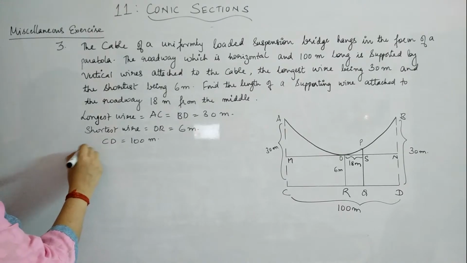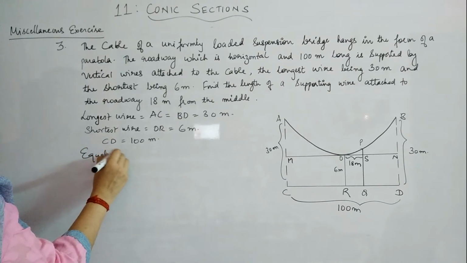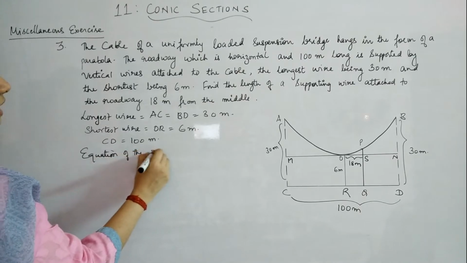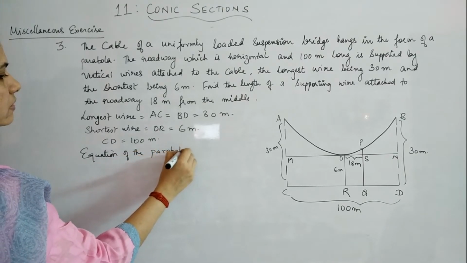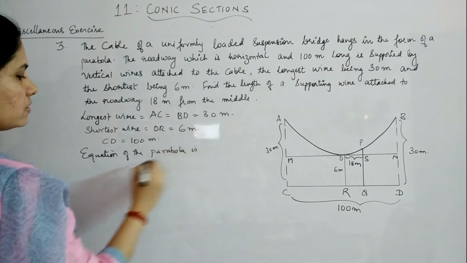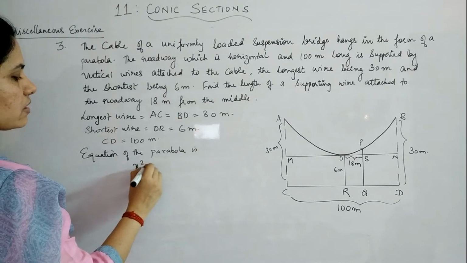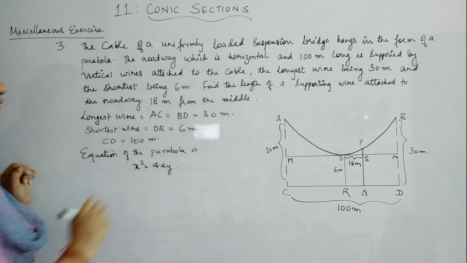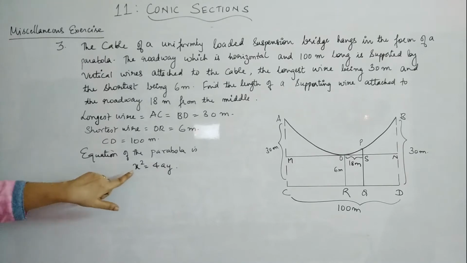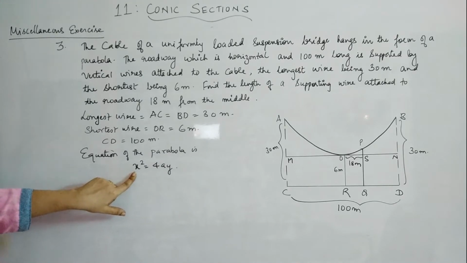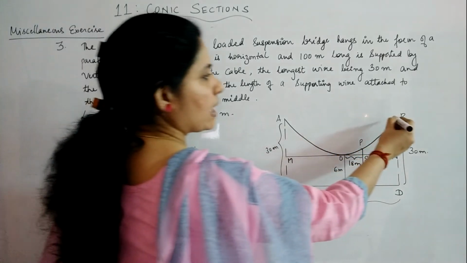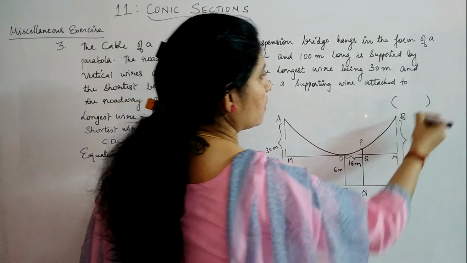Now the equation of the parabola which we have to use here is x square is equal to 4ay. Now again, what will be the point B? Again, B is lying on the parabola. So what will be B? We'll find out the coordinate.